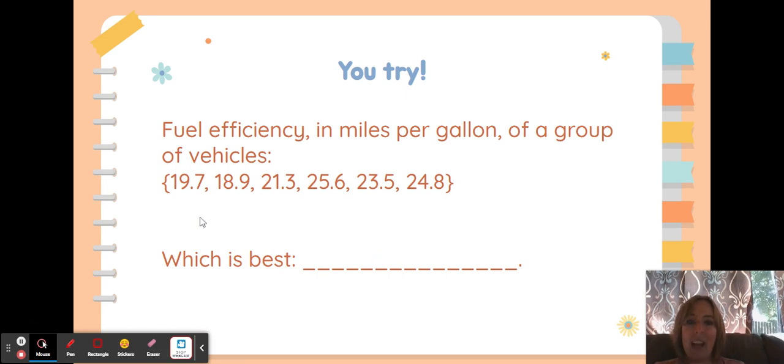Okay, oops, let me clear my screen. There we go. Now, looking at this, these are all close. This one does not have an outlier. It also doesn't have any that repeat. So remember, if it has no repeats, it can't be the mode. If it doesn't have an outlier, it can't be the median. So the best measure of center would be the mean.